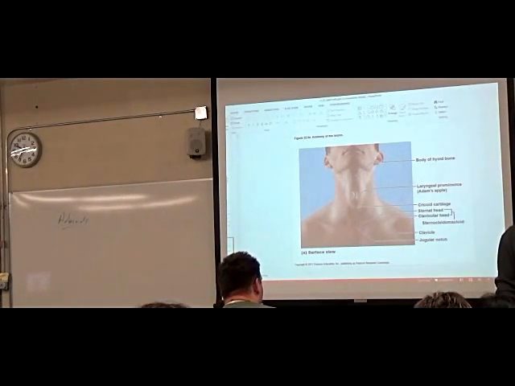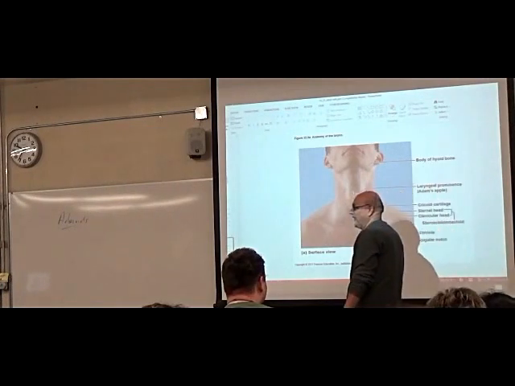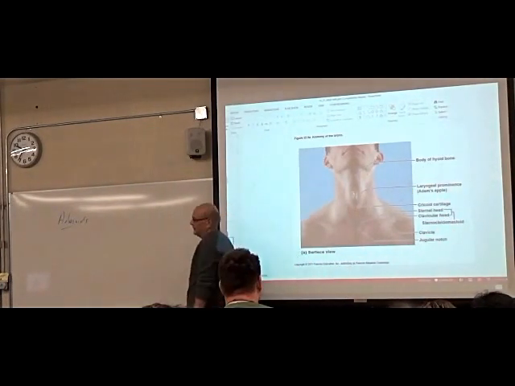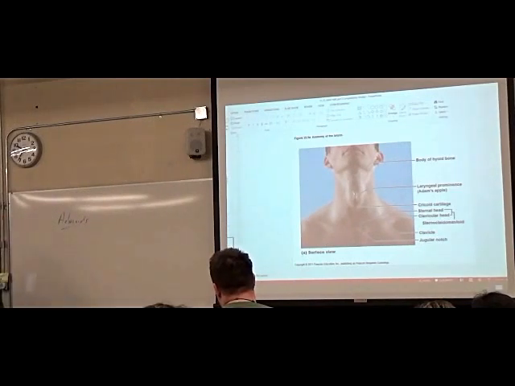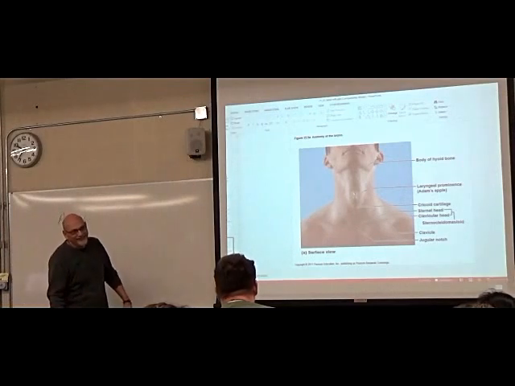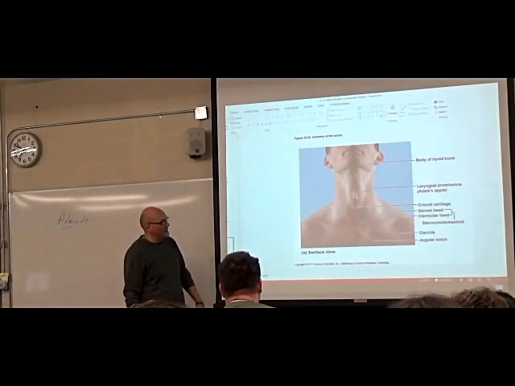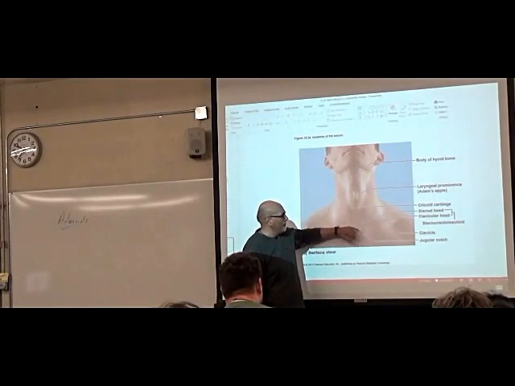And then we have the Adam's apple. What is the Adam's apple? It's pretty much your thyroid cartilage, more prominent in the male than the female, right? Sometimes. And that's showing you where your cricoid would be.